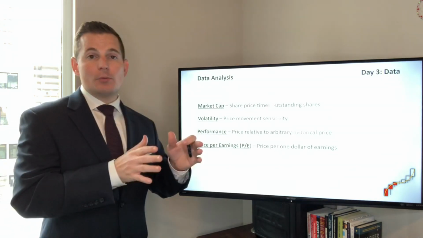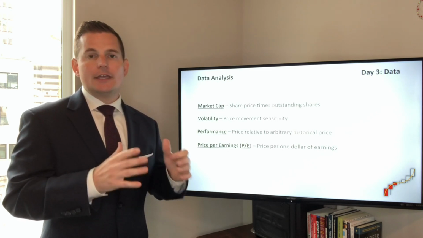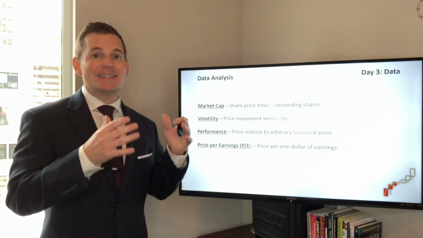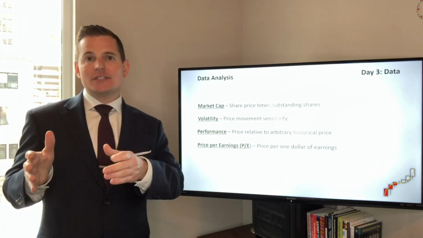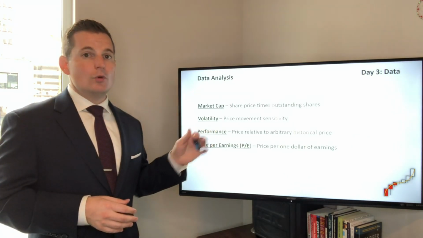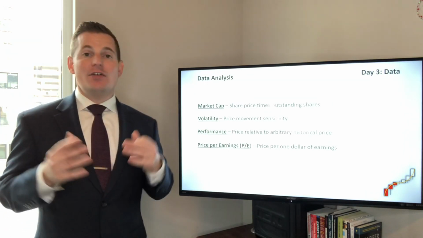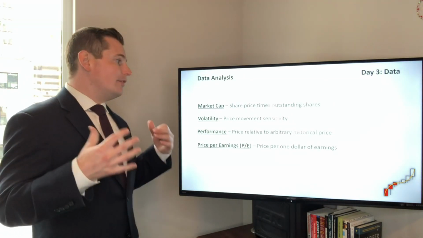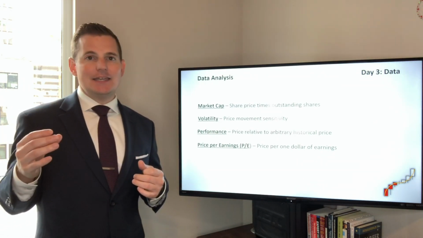And then the share price is the share price. That's what the market thinks it's worth. That's what people are buying and selling it at, right? So the market price times the outstanding shares will give you the market capitalization. And next is the volatility. So the volatility is just the price movement sensitivity.